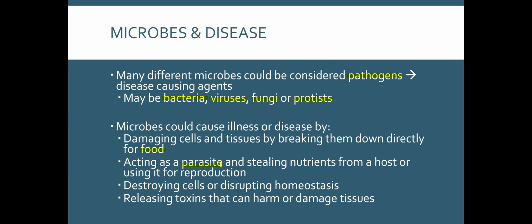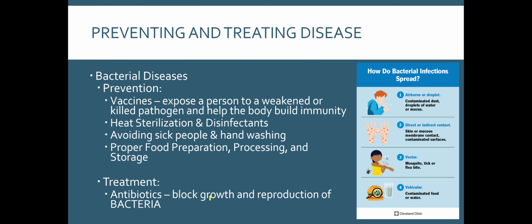They could be parasites where they're using you for nutrition, or they could be using your cells for reproduction like the viruses do. They could literally just destroy the cells, or they could cause those cells to become damaged and disrupt the workings of the cell, or these pathogens could release toxins that damage our cells. So either way, our cells are getting hurt, but there's different ways that could happen.